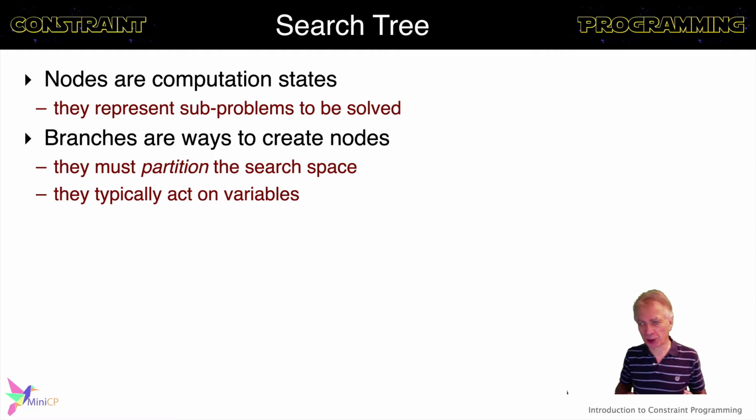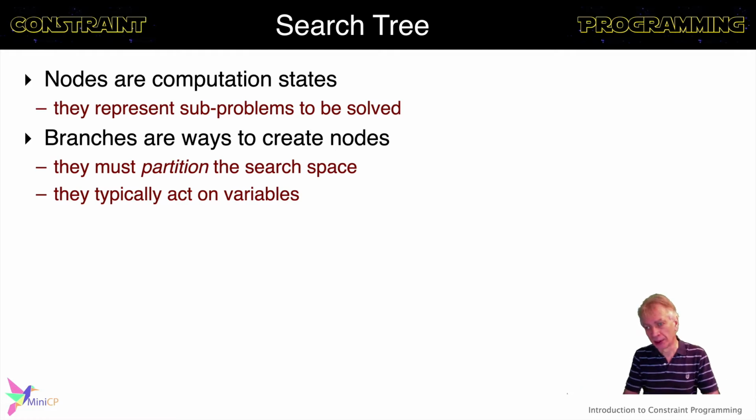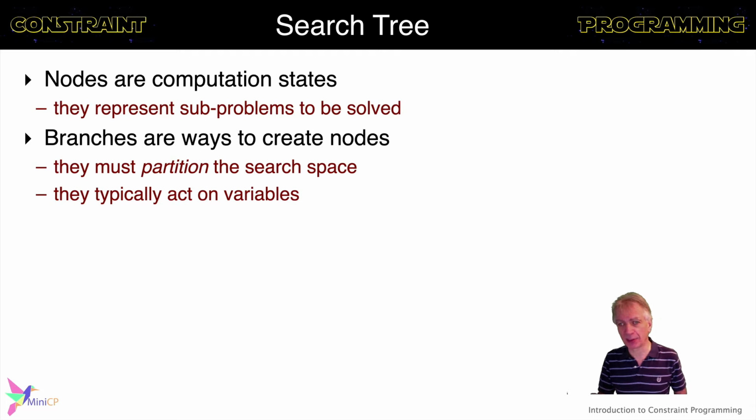And what we do in MiniCP is that we are developing branches. Branches are essentially taking one of these subproblems and splitting it into smaller subproblems. And these smaller subproblems must partition the search space, and they will typically act on a variable. Okay, and once again, what you're going to see in the MiniCP system is that the only thing that we will be doing is specifying this branching scheme, the way you generate these branches.